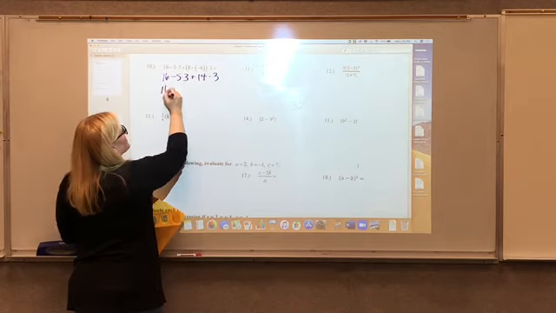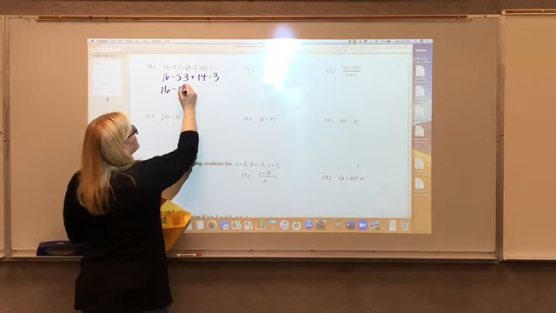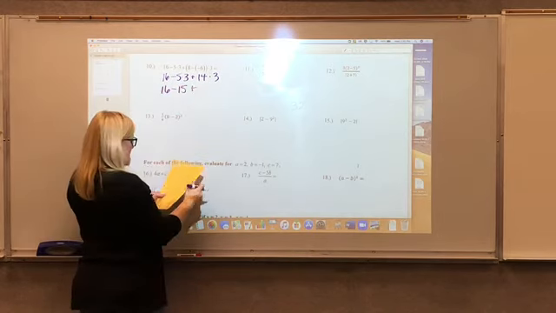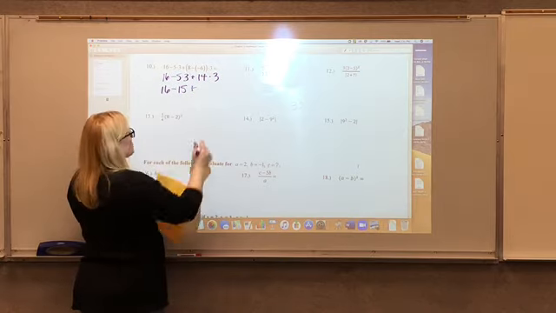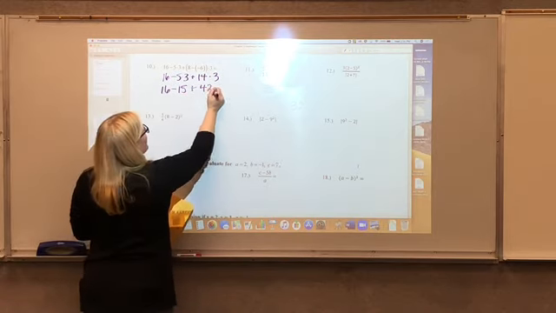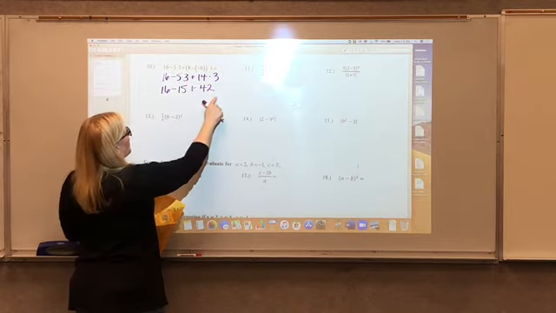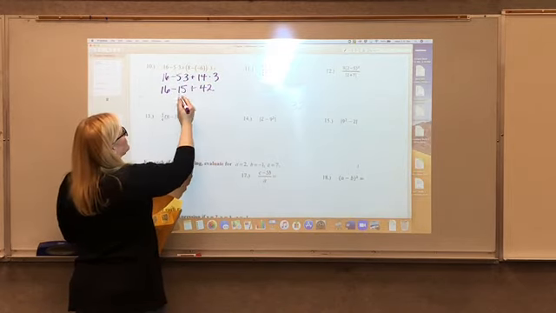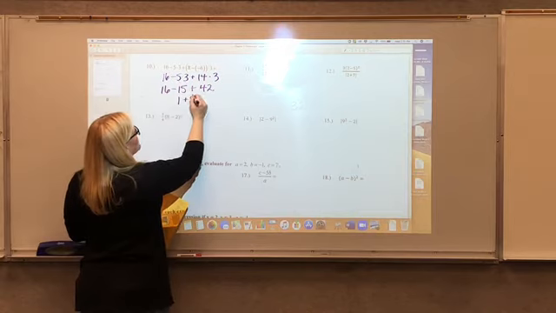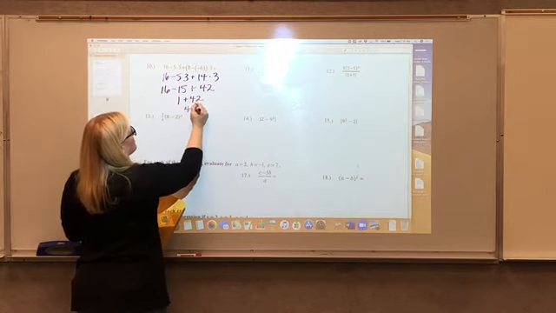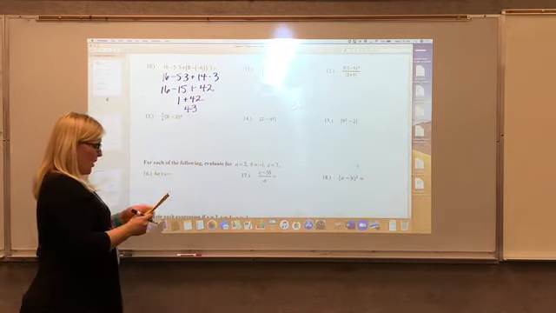So this is 16 minus 15 plus 14 times 3 is 42. And now we go left to right. I mean, we still did left to right here too, but we go left to right. So 16 minus 15 is 1 plus 42 gives me 43.